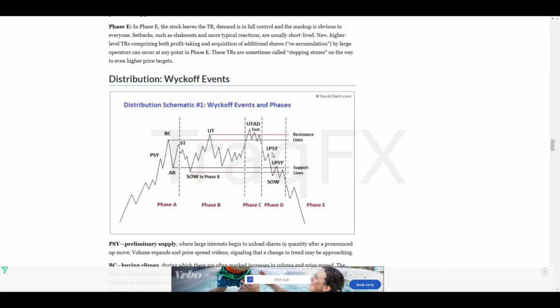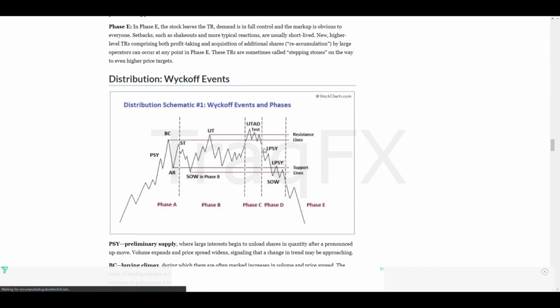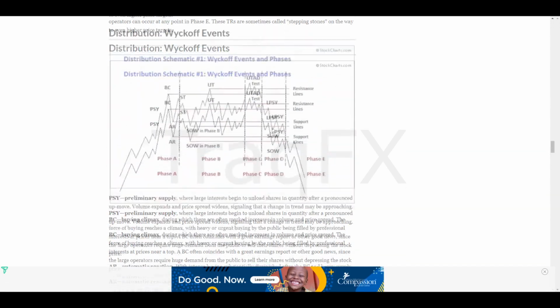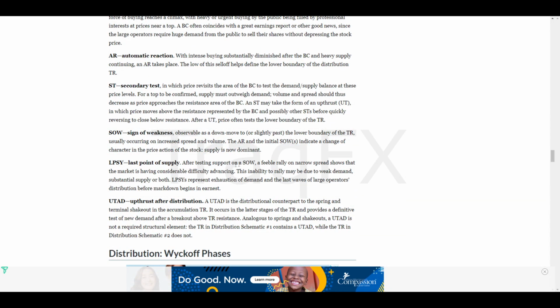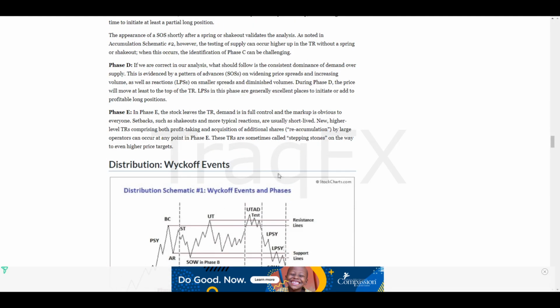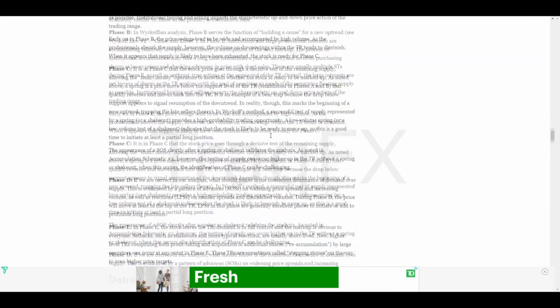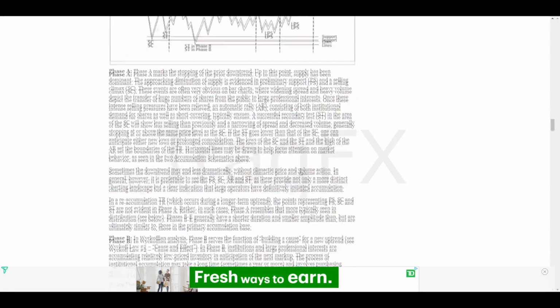Now we have the LPSY, which is our last point of supply, not support. Basically this is where after testing support on a sign of weakness, a feeble rally on narrow spreads shows that the market is having considerable difficulty advancing. This inability to rally may be due to weak demand, substantial supply, or both. LPSYs represent exhaustion of demand and the last waves of larger operators' distribution before markdown begins in earnest. That's a little confusing, but imagine this LPSY is the same as the other, but the opposite.